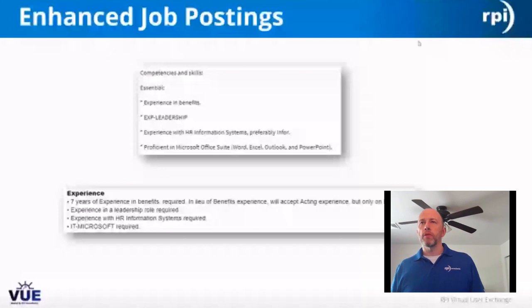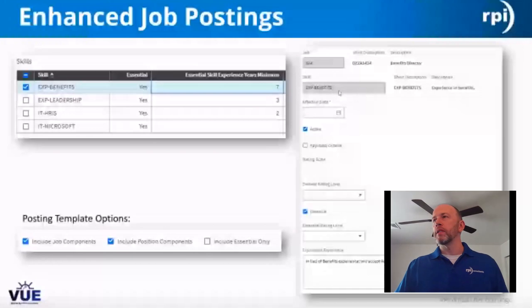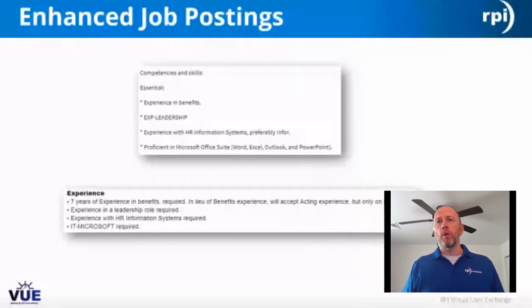The bottom screenshot takes that to the next level. The skill is called experience and benefits. But if I jump back to the specific skill on the right-hand side here, the description is what gets pulled in. But we also wanted to say, hey, your equivalent experience, so in lieu of benefits experience. And that sentence there, you can see that all gets pulled in here, as well as the number of specific years required for that particular experience.